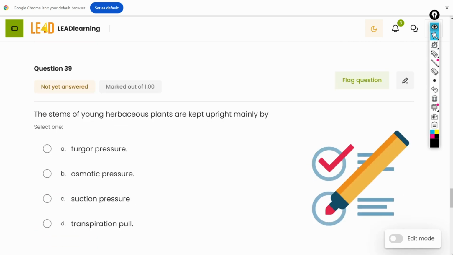Question 39. The stems of a young herbaceous plant are kept upright mainly by... Now, for a stem to be kept upright, it needs to be very rigid. It needs features that will make it very rigid. And one of the ways that a plant stem can attain rigidity is when it is engorged with water. When it is engorged with water, there's so much water in its cells such that it's able to exert a backward pressure on the stems, and that keeps it very firm and upright.